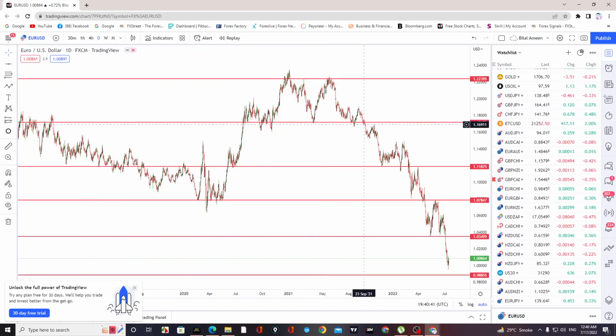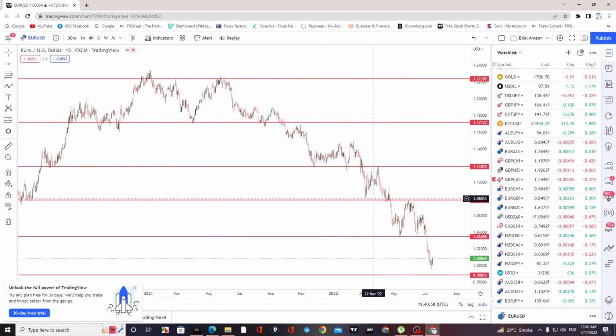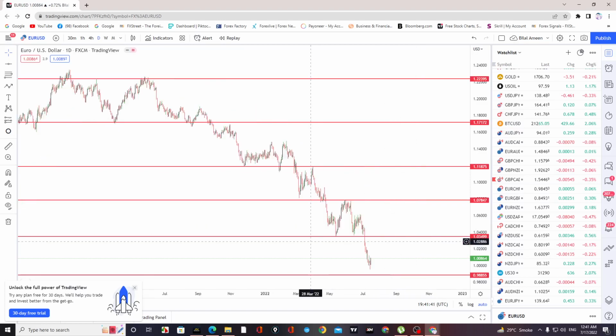At this point it works as a resistance, and this support also works as resistance at this point, and this support also works as a resistance at this point, and again comes as support. Now we will learn how to take trade through support and resistance.